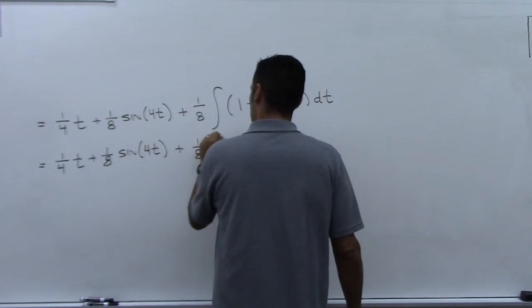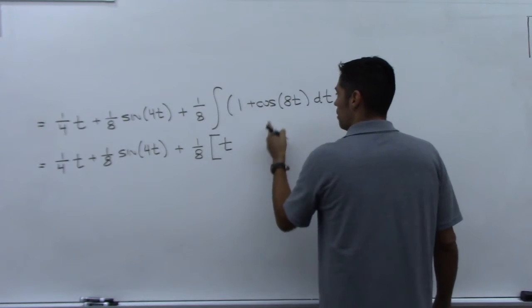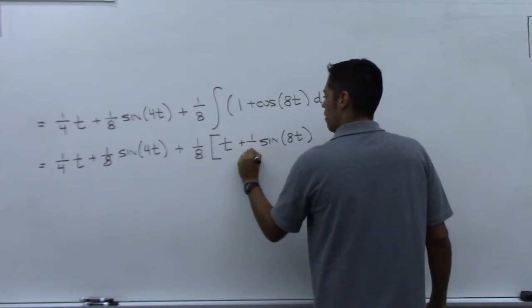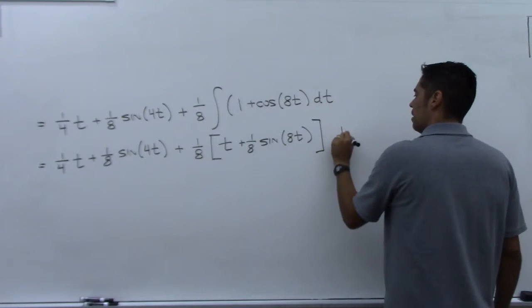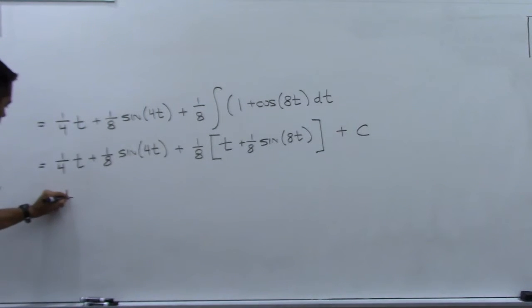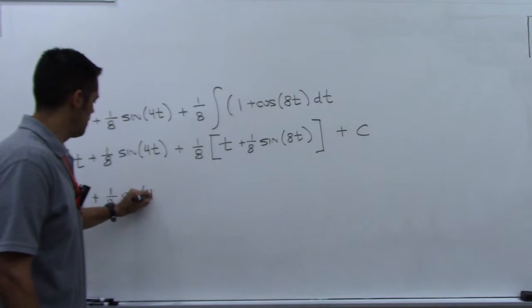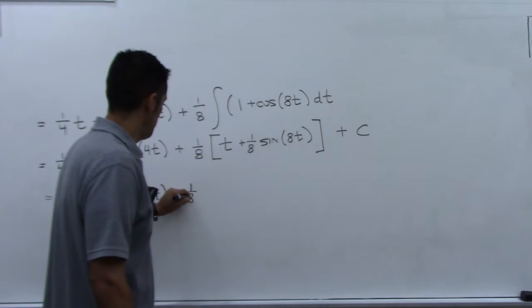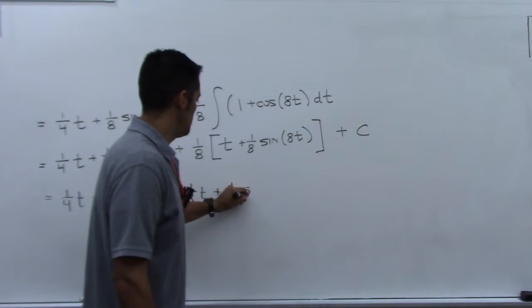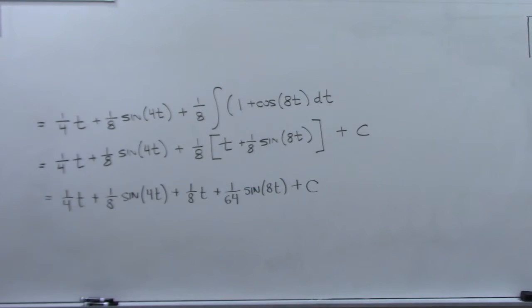Plus 1/8. Now here's my antiderivative. Antiderivative of 1 with respect to t is just t. And then antiderivative of cosine of 8t is sine of 8t. But I have to scale it out in the front, 1/8. And then I've done the antiderivative, so plus c. And now what I'll do is distribute that 1/8 through. You can see why I went, ugh, when I saw this problem. I kind of knew where we were headed. 1/8 t here to here, and then here to here is 1/64 sine 8t plus c.